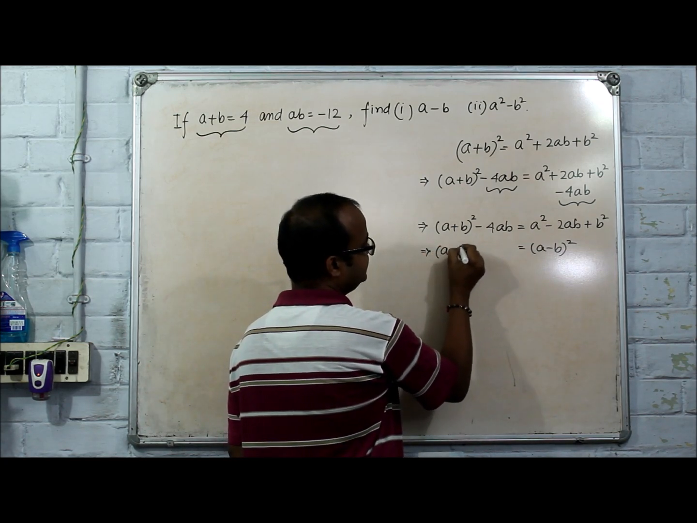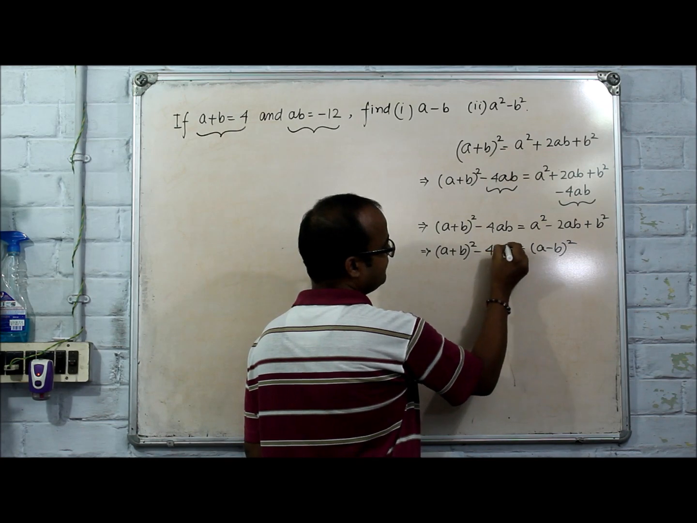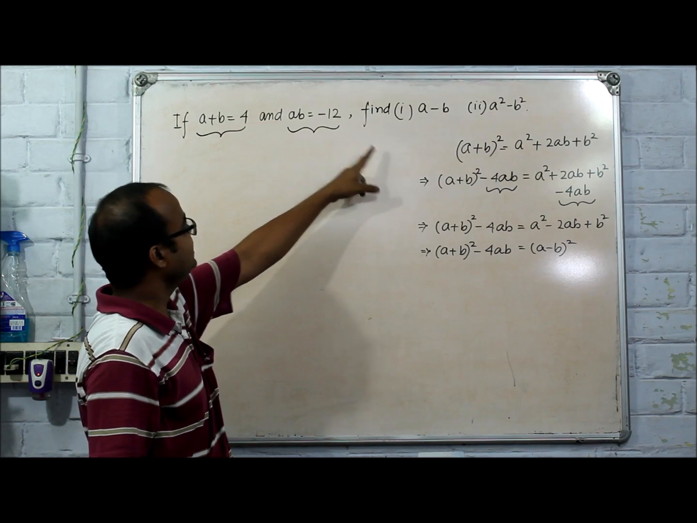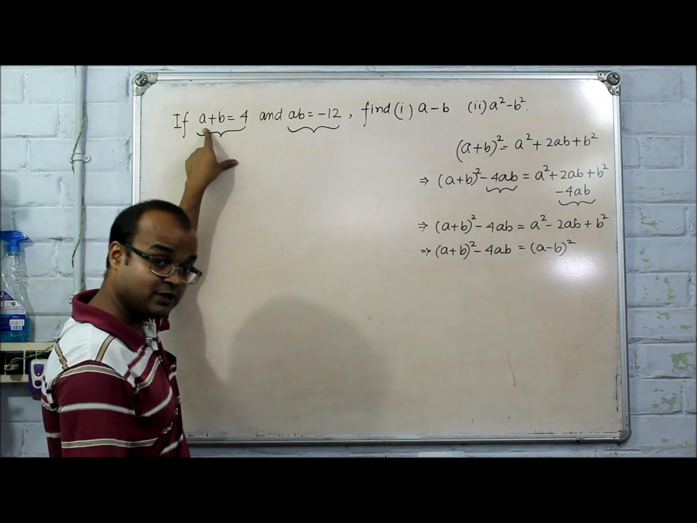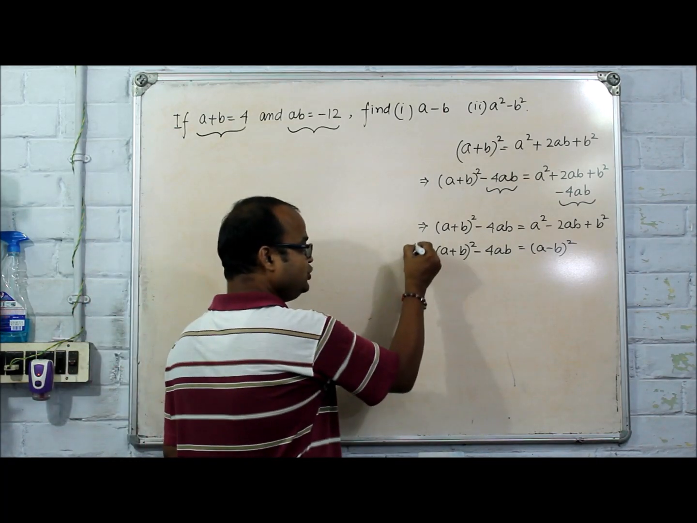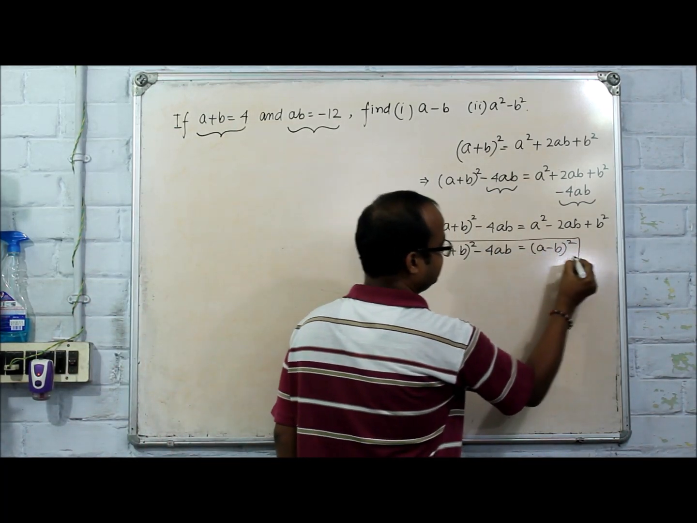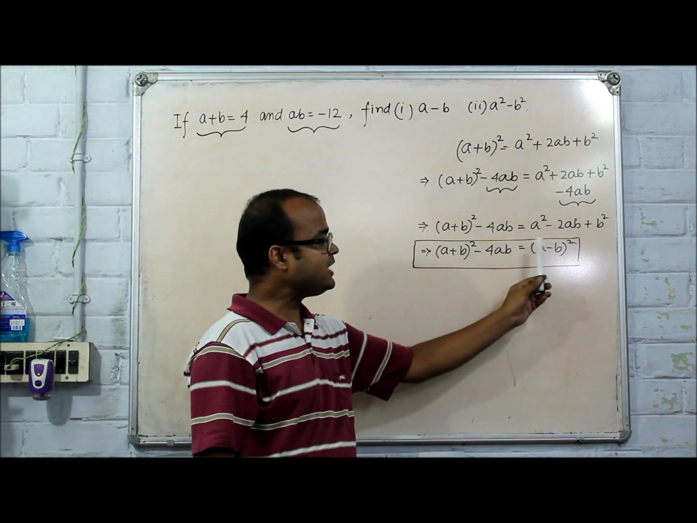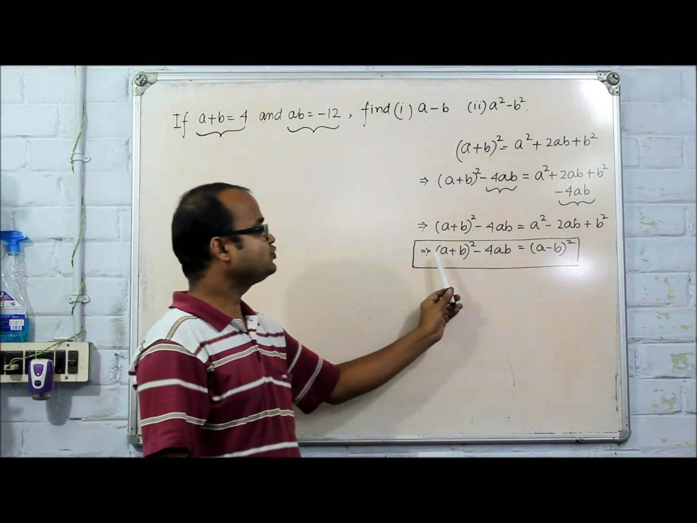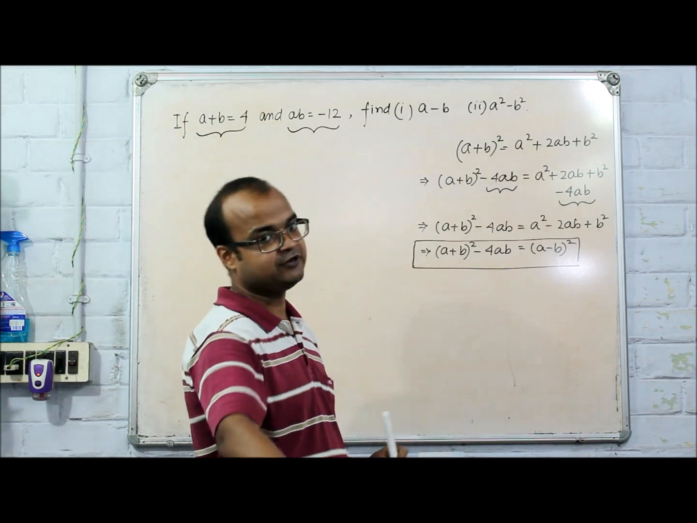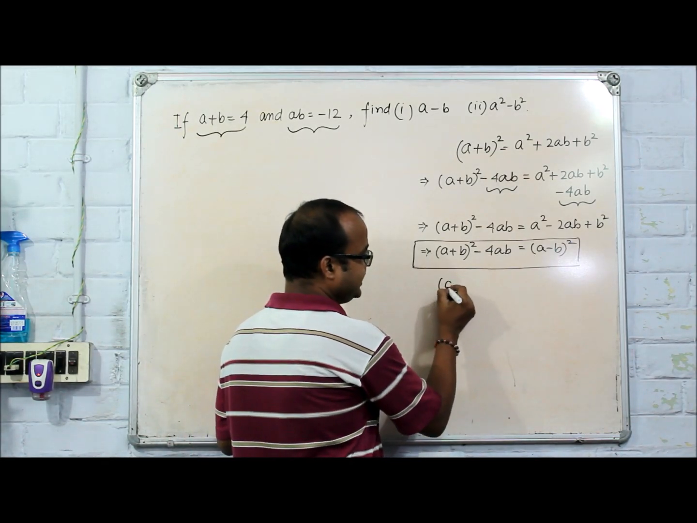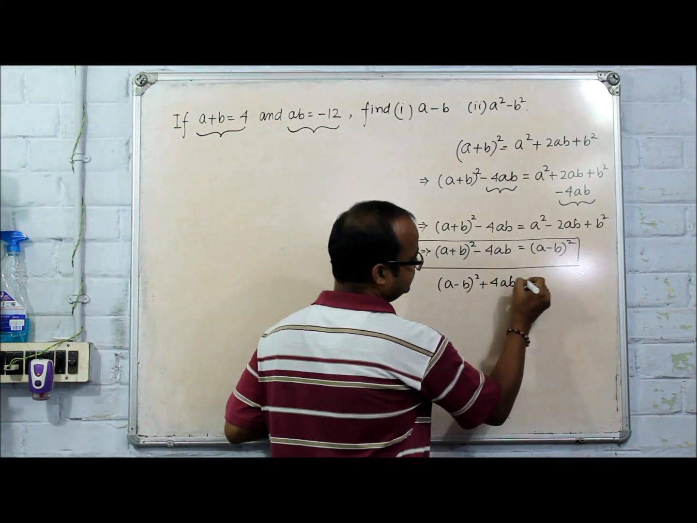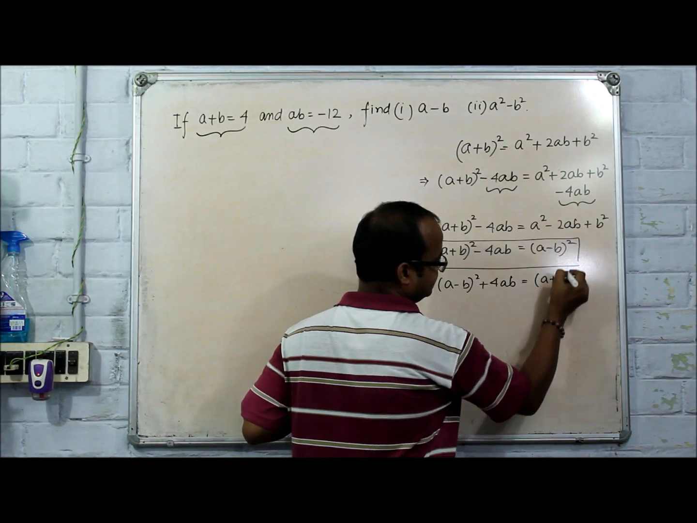We will get (a plus b) square minus 4ab. Now we are going to use this formula to find a minus b using the information of a plus b and ab. So you need to remember this formula. Clear? This is the formula of square of a minus b if square of a plus b and ab is given to you. Similarly, if I write (a minus b) square plus 4ab, this will be the formula of (a plus b) square.